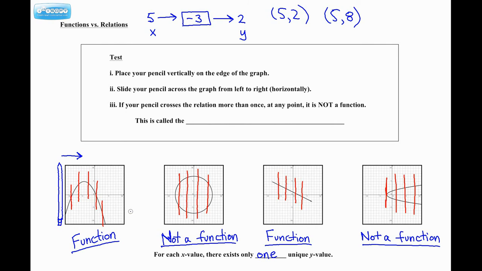And to finish off, the test that we've been applying here actually has a name, and it is called the vertical line test. It's nothing formal, but it's pretty easy to understand.